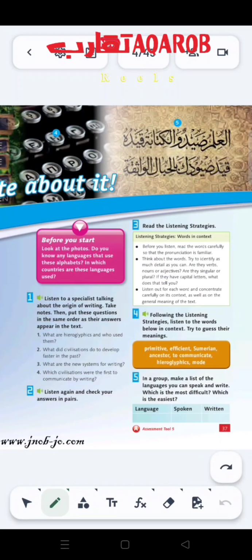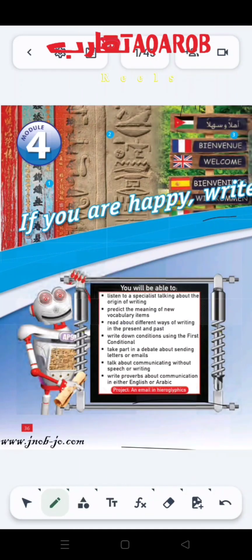Now, before you start, look at the photos. Do you know any languages that use these alphabets? So let's start with picture number 1. These alphabets are used in the Chinese language. And picture number 2, it's an ancient Egyptian hieroglyphic type of writing. It's called hieroglyphics. So picture number 1 is an ancient Chinese ideogram, and picture number 2, they are ancient Egyptian hieroglyphics.